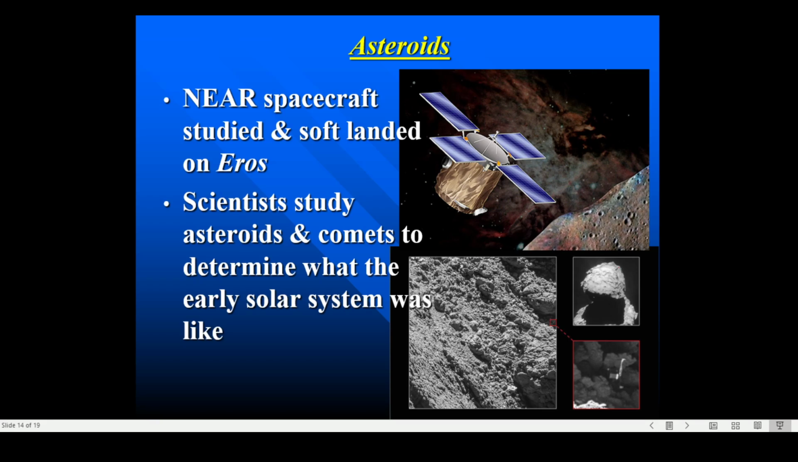Now, why do we study these things in addition to the danger they present? That is because these things can give us some clues based on their chemical composition, their shapes, how they've weathered over the years. Or I shouldn't say weathering because that's an Earth process, but how they've eroded or shrunk down over the years. It can give us some clues as to what the early solar system was like.